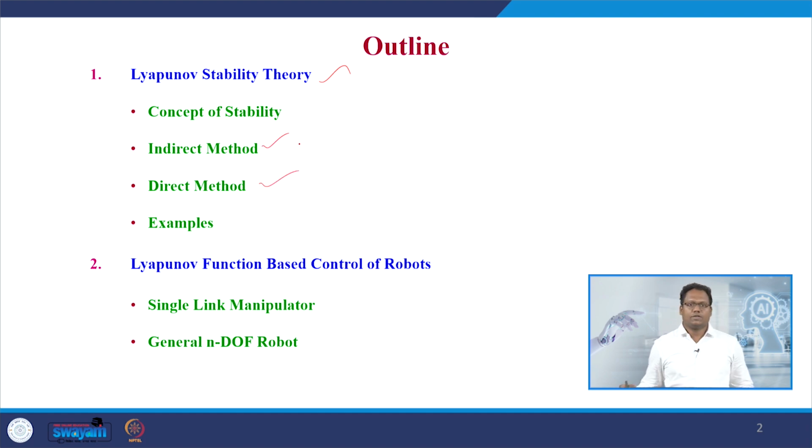Then we will be seeing the examples associated with these two methods. Next, we will be moving on to Lyapunov function based control of robotic systems. In that, we will be seeing two examples. One is the single link manipulator, another one is general n degrees of freedom robotic systems.